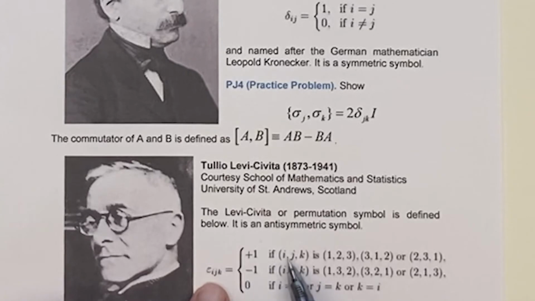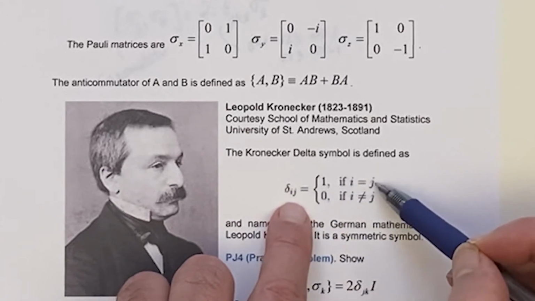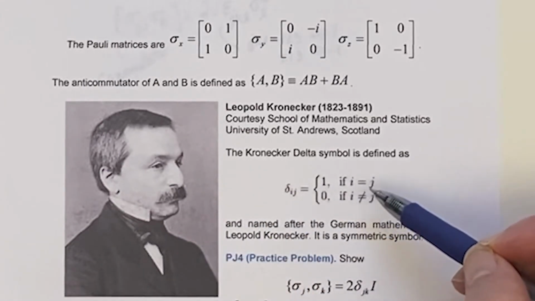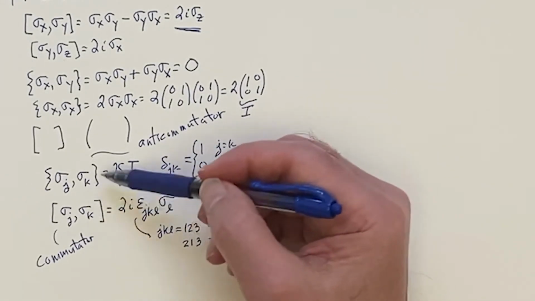So if you have I, J, K in order, 1, 2, 3, 1, 2, 3, 1, 2, 3, that's called cyclic, you get a 1. If you swap 2 of these, like in this case, 2 and 3 got swapped, that's going to be a negative. But then if you cycle these, where you have 1, 3, 2, 2, 1, 3, then they're all going to be -1s. And then if any 2 are the same, you get 0. So that's a nice symbol. This one's easier. If I equals J, you get 1. If it doesn't, you get 0. And that's how you can write these matrices. I do recommend you working a few of those out.